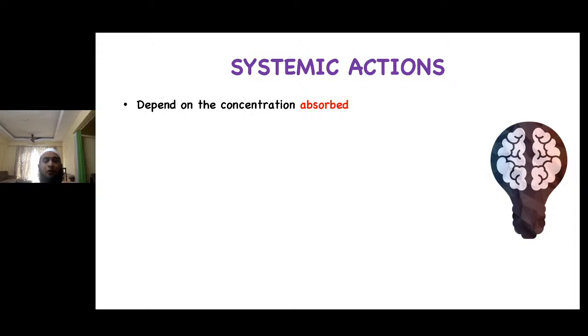Depending on the concentration which is absorbed, local anesthetic produces different actions on the central nervous system. Okay, so let's see what action it produces on the central nervous system. In case of CNS, it produces stimulation followed by depression. So at a lower dose, local anesthetic produces stimulation, and as you increase the dose of the local anesthetic, it produces depression. So let's see what symptoms are seen.